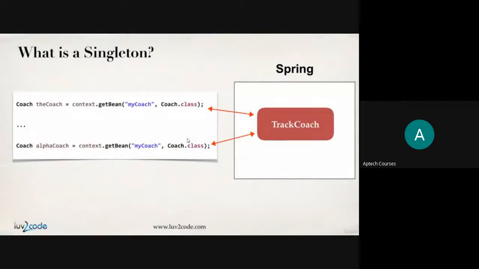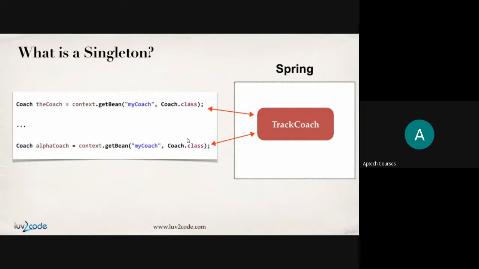Here's a nice diagram to show you this example. In this example, we have coach equals context.getBean("myCoach"), and it'll give you a reference to the track coach that you defined. Later on in the code, if you do a similar thing, saying context.getBean("myCoach"), the same bean ID, then it'll give you a reference to the same bean. We have these two object references here, and they point to the same area of memory, or the same bean. So again, Spring makes use of a singleton. It'll create only one bean and then share it for everyone who requests that bean.